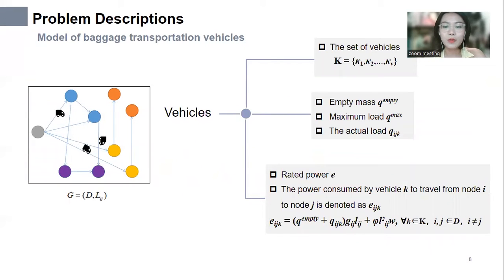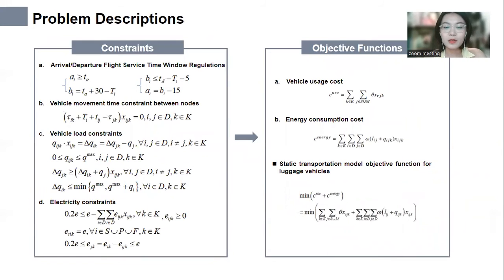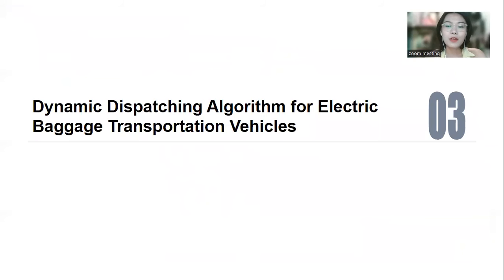As one of the most important components of baggage transportation, the carrier vehicles have also been abstracted into a model with mathematical symbols and equations. The model is also displayed. And we construct the constraints and objective functions of the baggage transportation problem by using the parameters in the above model. Part 3 is the dynamic dispatching algorithm for electric baggage transportation vehicles.